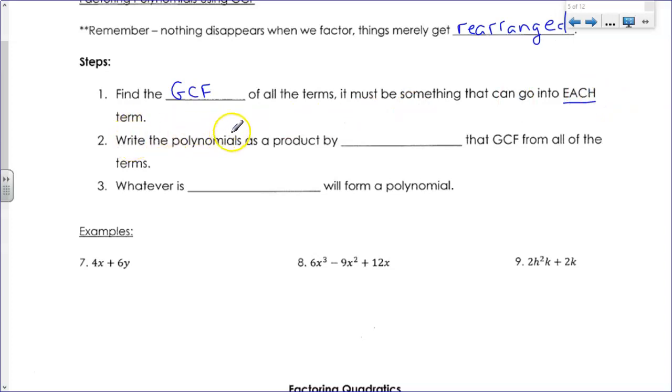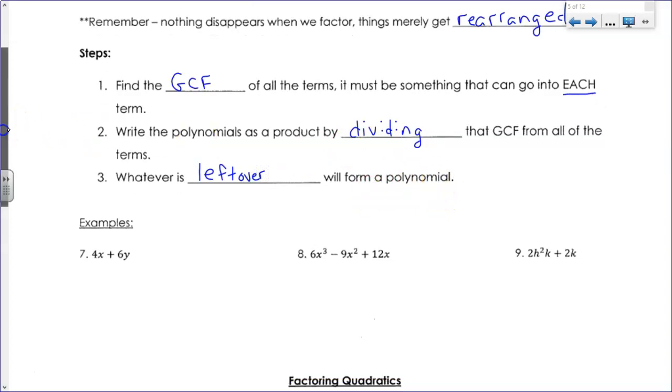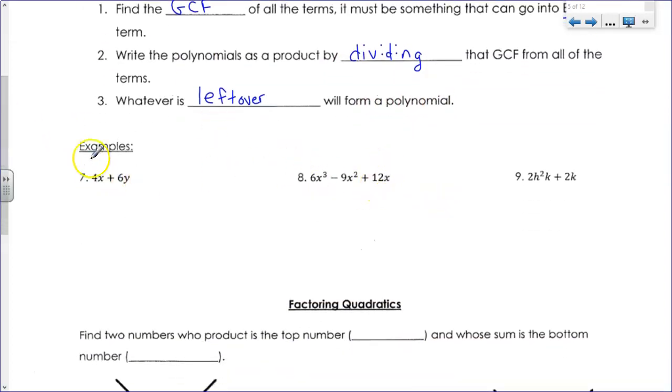We're going to write the polynomial as a product by dividing that GCF from all the terms. Whatever is left over or remaining will form the polynomial. Okay? So let's look here and let's ask ourselves, what goes into 4 and 6? So my GCF here would be 2. One has an x, one has a y, so they don't have a common variable. So 2 is the GCF.